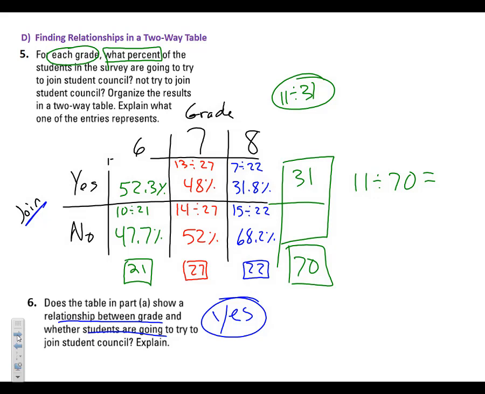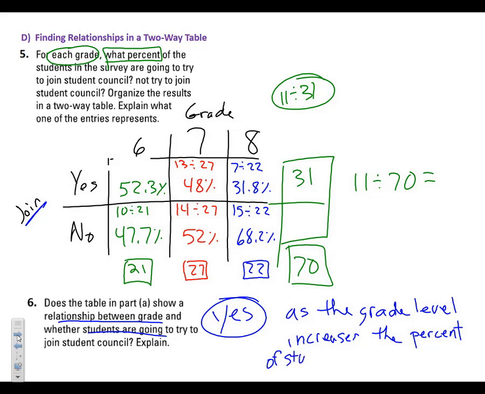And what is it? As the grade level increases, the percent of students who want to join decreases. Or even the number of students who want to join decreases. And there's other ways you could have said that.